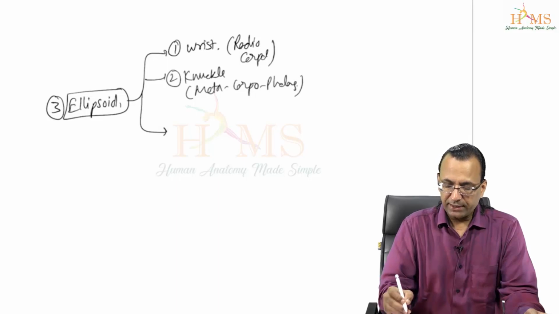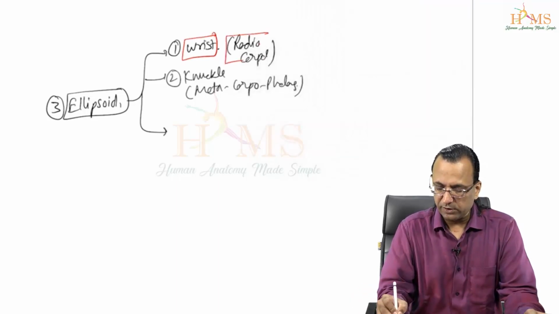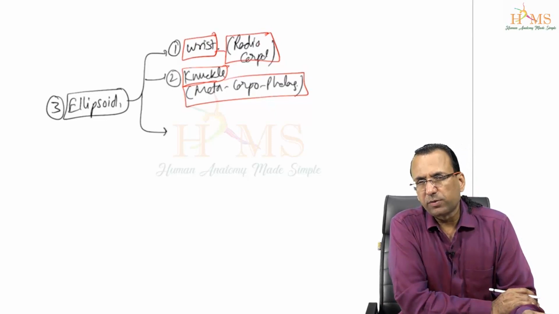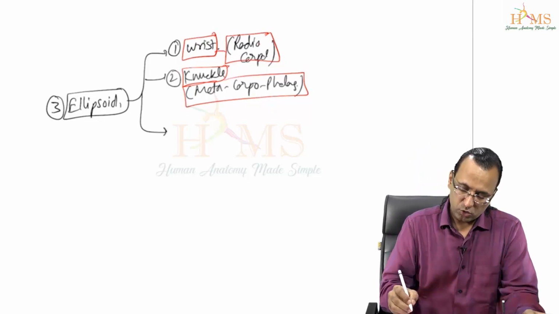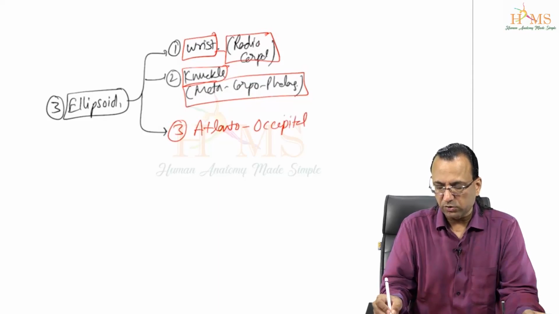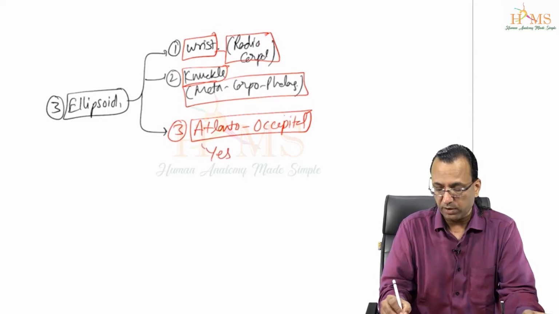So, you are mentioning that may it be the wrist joint, the radiocarpal joint, or a knuckle joint, the metacarpophalangeal joint, they are ellipsoid synovial joints? Yes, according to Gray's anatomy. And what is the third example? The third example was the skull vertebra joint, the Atlanto-Occipital joint. It is working for the yes movement, the nodding movement, and it is ellipsoid.